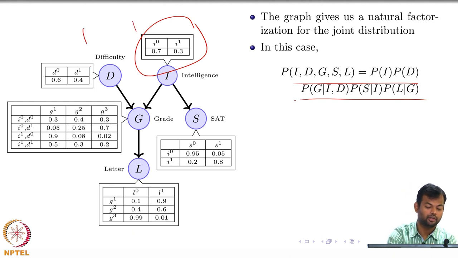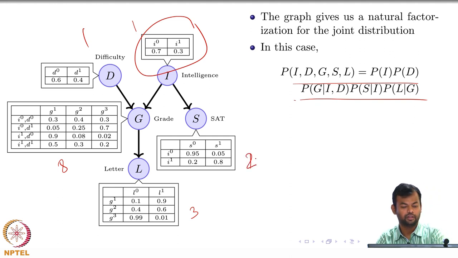So 1 here, 8 here, 1 here, and 3 here, right? Is that fine? Which one 2? Oh, this one has 2. Oh, yeah, sorry. Right? So we have a total of 15, right?